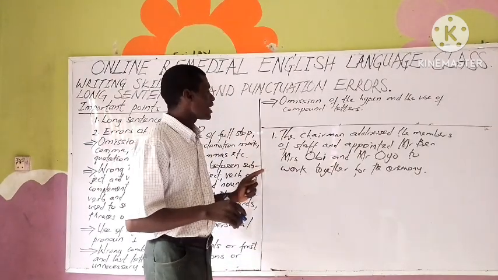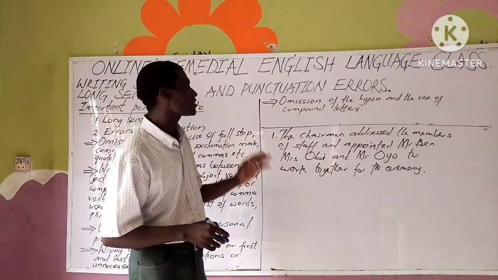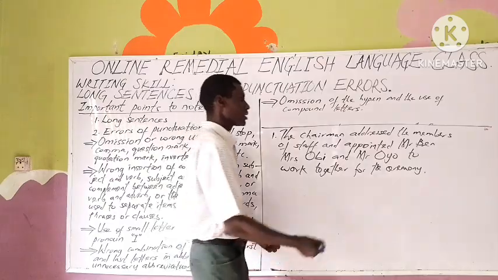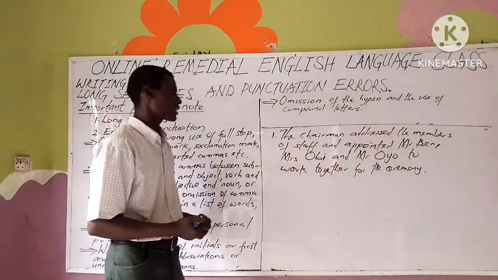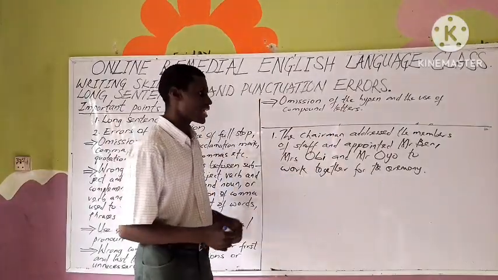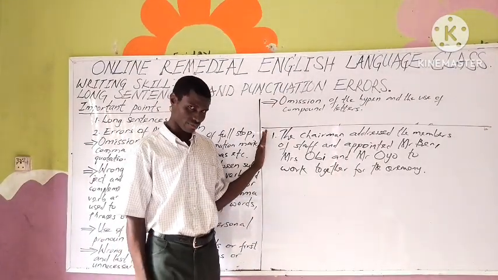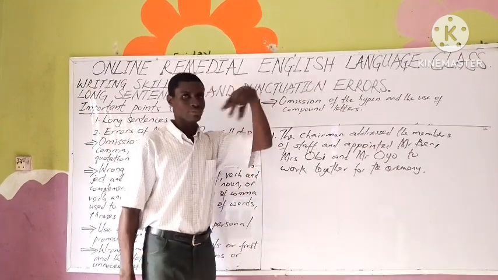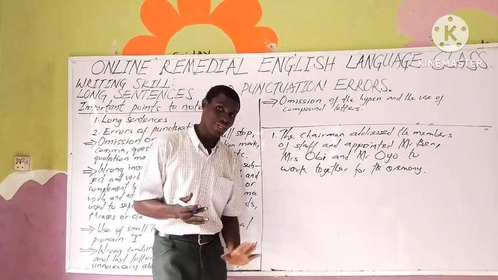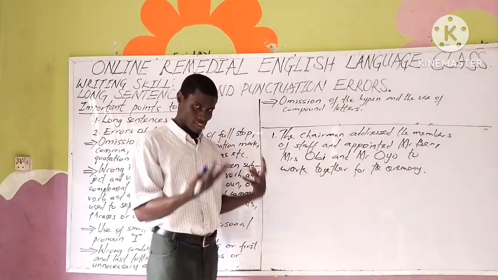While we talk, a good speaker and a good reader will do something like this. The chairman addressed the members of staff and appointed Mr. Ben. There will be a pause. Okay? Your instinct will tell you that Mrs. Obi and Mr. Oyo to work together for the ceremony. You will observe when we started reading, if you try it, the tone of the pitch of your voice will be rising. And that is a skill. When you start reading, your voice will begin to rise.